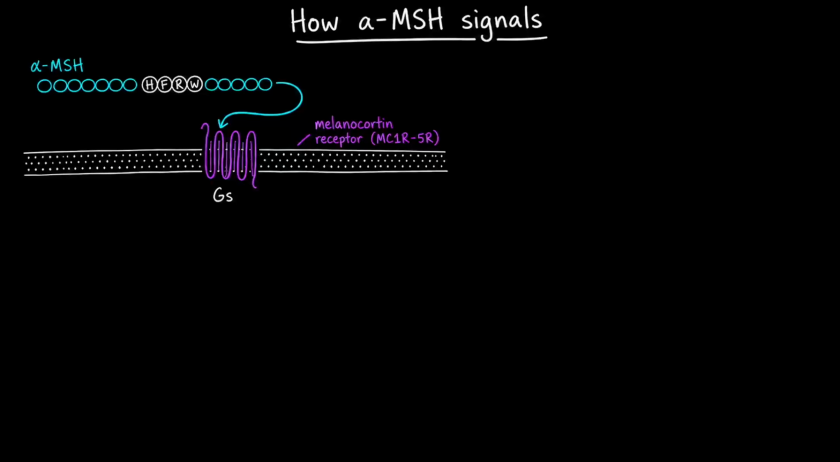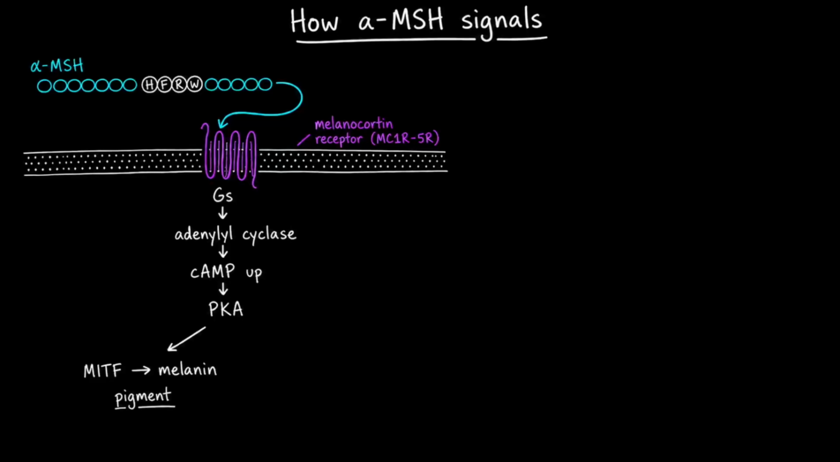Okay, so here's how alpha-MSH normally signals. The HFRW core sitting in the middle of the peptide is the part that actually docks onto a melanocortin receptor on the cell surface, and that binding event is what switches on the receptor in the first place, and it sets everything else in motion. Once that receptor is activated, it engages this Gs protein on the intracellular side, so now we're inside the cell, and it in turn switches on adenylyl cyclase.